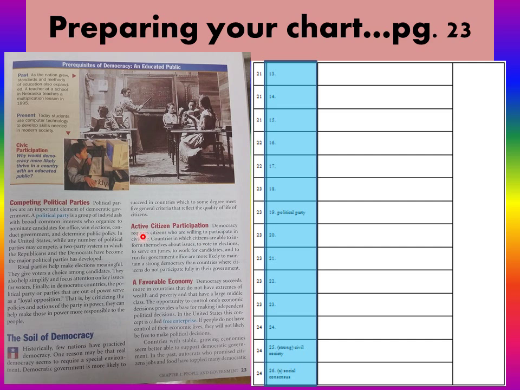Active citizen participation is number 21. A favorable economy is number 22. And free enterprise is number 23.